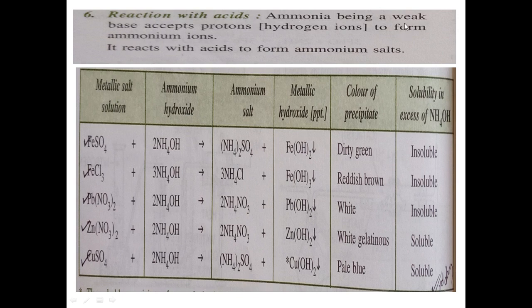Ammonia is a weak base. Why is it a weak base? Because it is soluble in water, and when it dissolves in water, it shows the properties of a base.